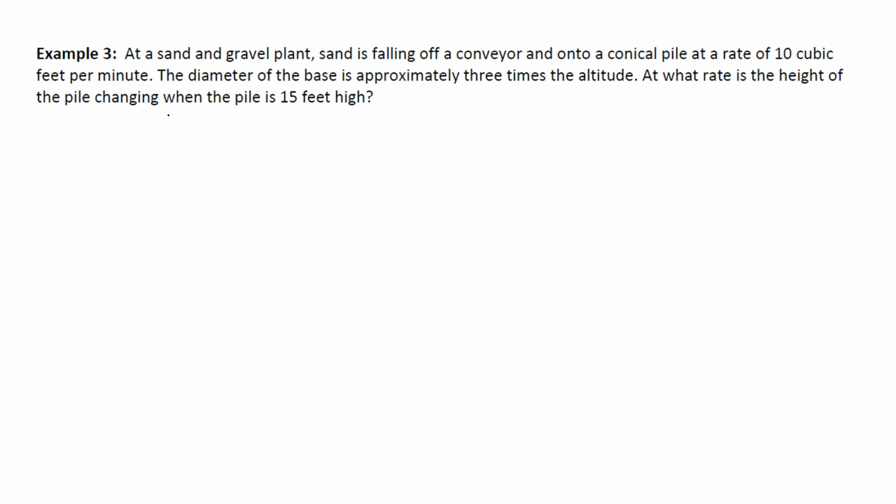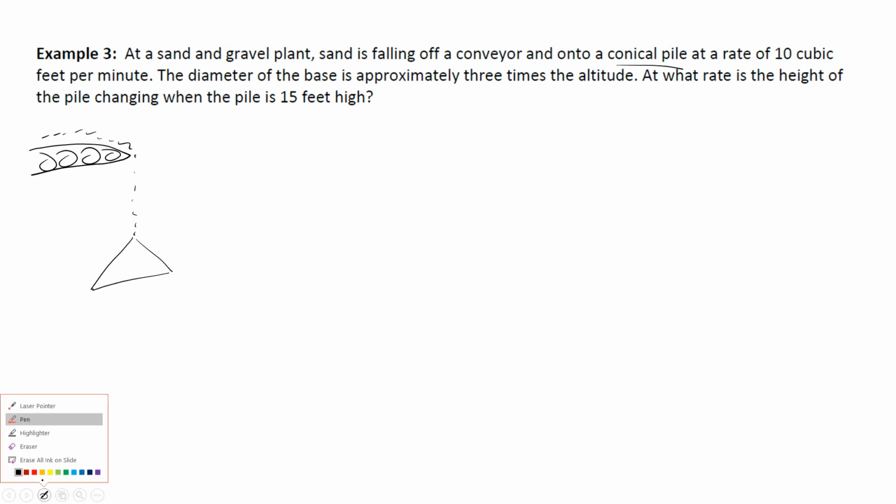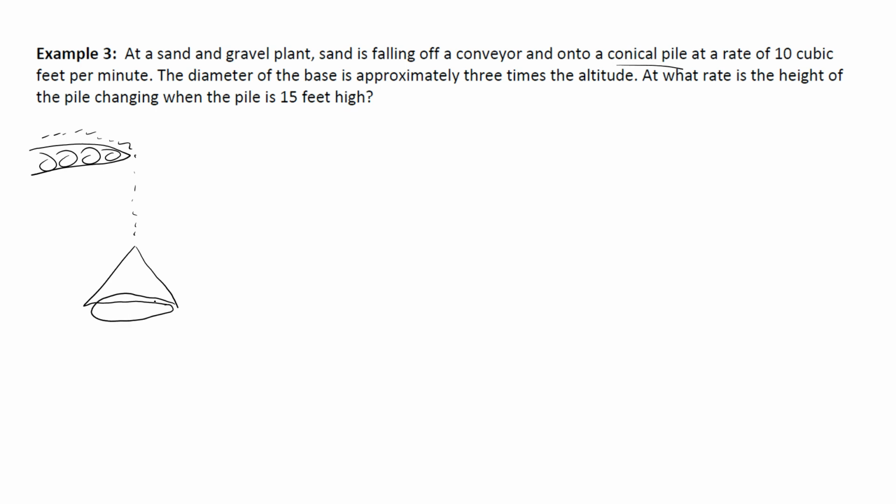Here's another problem. It says at a sand and gravel plant, sand is falling off of a conveyor onto a conical pile. Okay, so a conical pile looks like a cone. So we can draw a conveyor belt right here, and there's some sand, and it's falling off, and it's falling into a cone. Here's our cone. It's harder to draw this than you guys would think. So let's make a better cone. Here's my cone like this. Then you can draw the little curve thing to give it some dimension. This is a terrible cone.